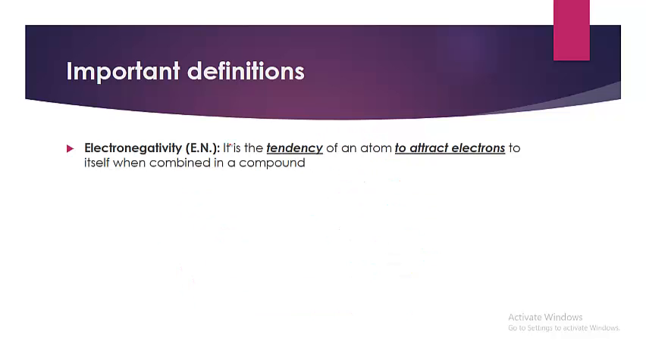What is electronegativity? Electronegativity and electron affinity are very closely related terms, except that electronegativity is a tendency, whereas electron affinity is an energy. Electronegativity is a tendency of an atom to attract electrons to itself when combined in a compound. So we are talking about an atom which is combined in a compound. We are not talking about an atom which is in a gaseous state.